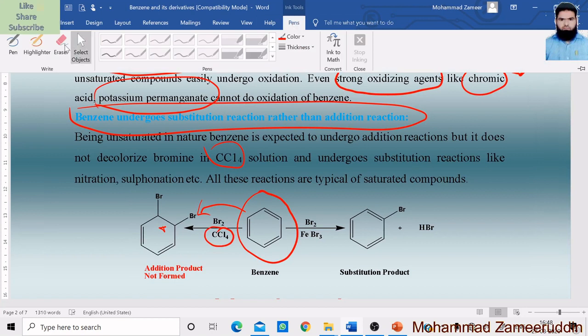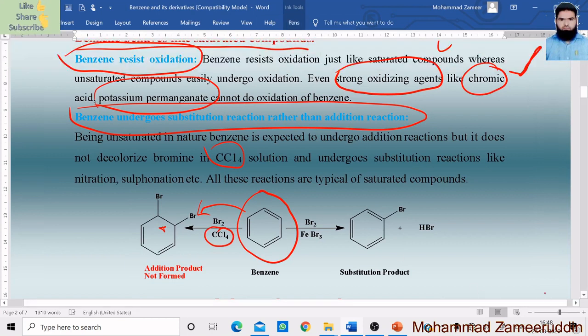Because benzene supports substitution reaction, not addition reaction. Whereas when benzene reacts with bromine in the presence of ferric tribromide, it gives bromobenzene. So here, what is the formula of this bromobenzene? It is C6H5Br.